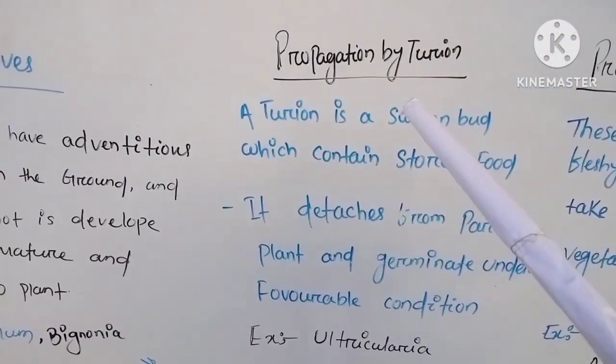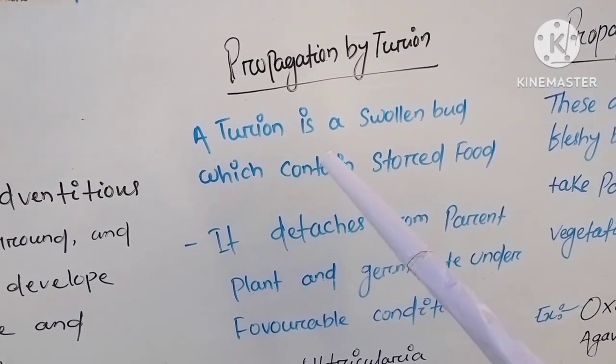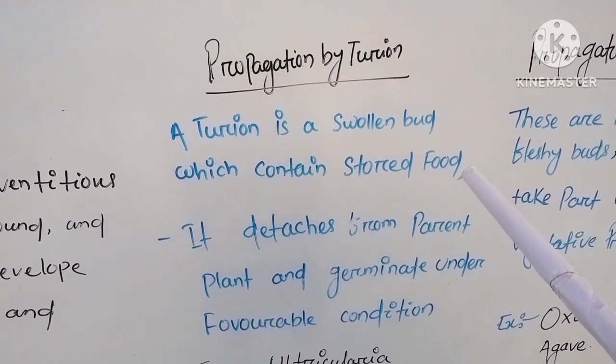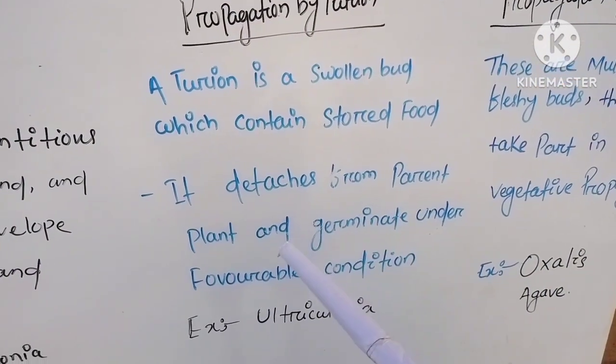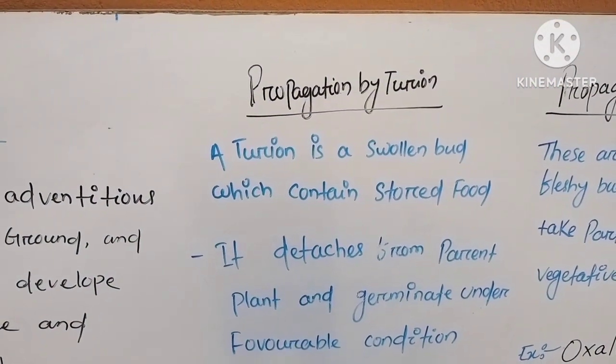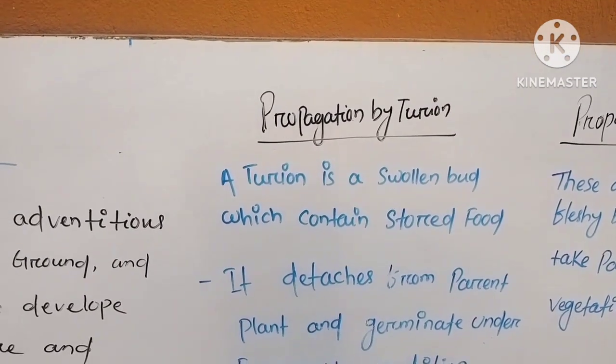Then the next propagation method is by the turion. A turion is a stolen bud which contains the stored food. What is the content? That is the stored food, and it is detached from the parent plant and germinates under favorable conditions. A turion is nothing but a stolen portion of a bud which contains the stored food.